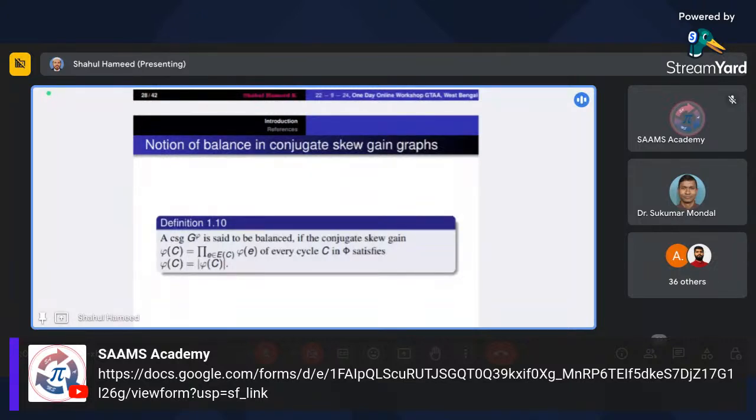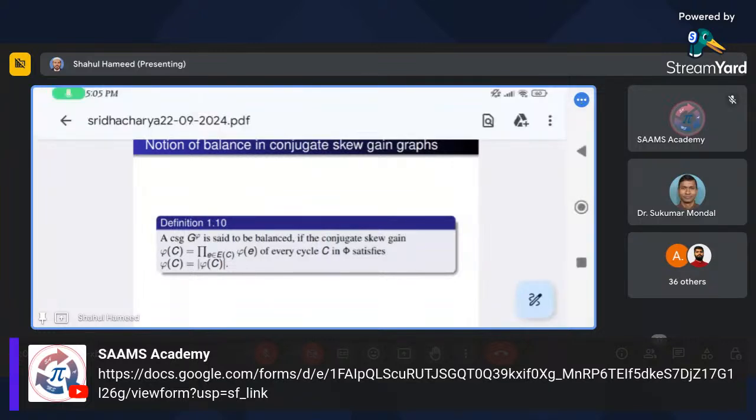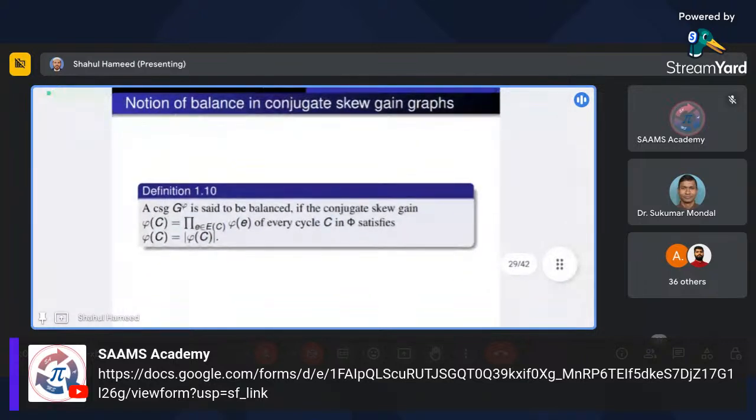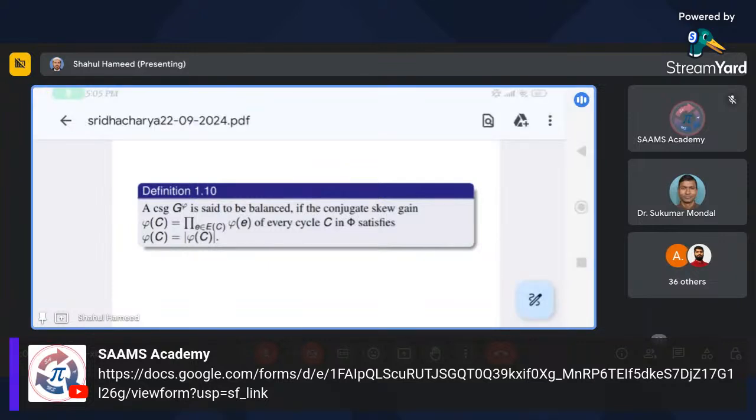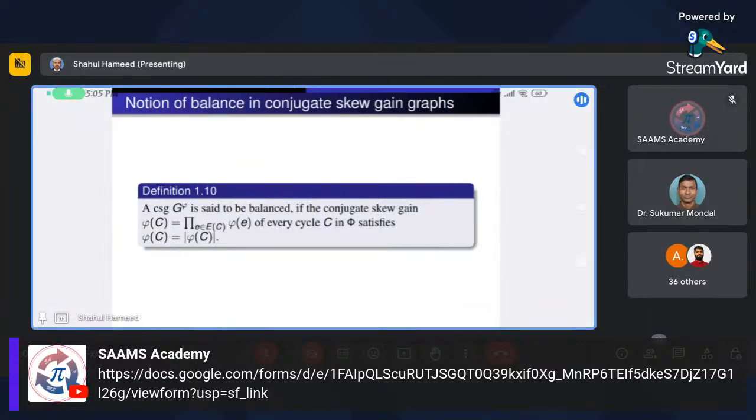There, I have mentioned that the modulus value will be 1. Here the modulus of that cycle need not be 1. Here you can see how we extended the definition. A conjugate skew gain graph is balanced if the conjugate skew gain of the cycle C, which I have defined in one of the previous slides, satisfies the equation phi of C equals mod phi of C. If that modulus is 1, the definition coincides with that of the signed graph, gain graph or complex unit gain graph. So this is just an extension.